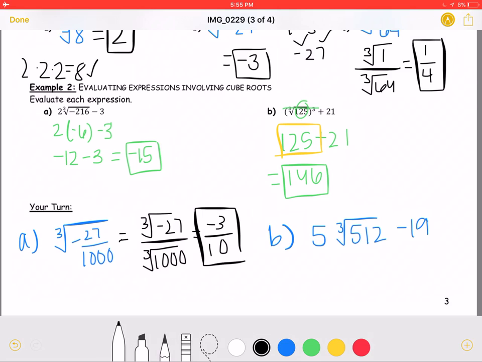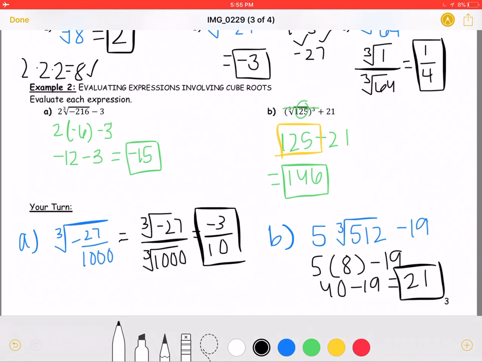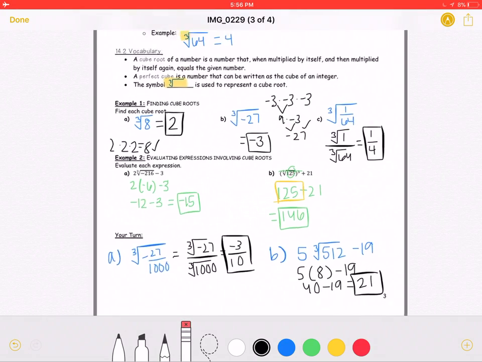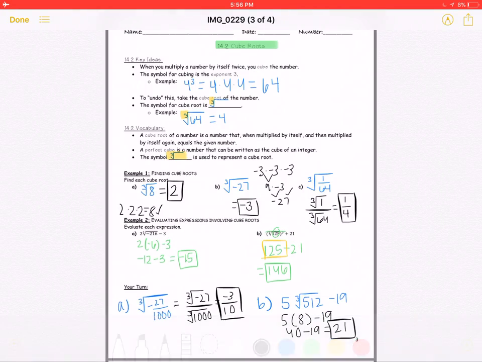Next, I'm going to do my cube root first, the cube root of 512. Hopefully you looked at your cheat sheet. When you take the cube root of 512, you get 8. Now let's multiply and then subtract. Should have gotten 21. All right, we got a few more, or I think one more example I want to do with you in this video.